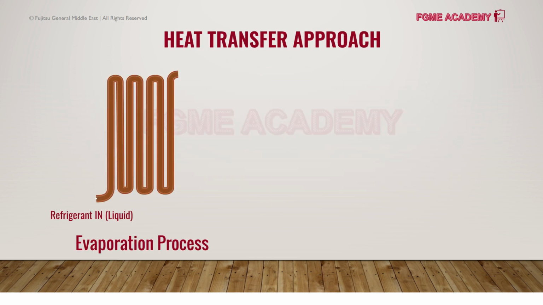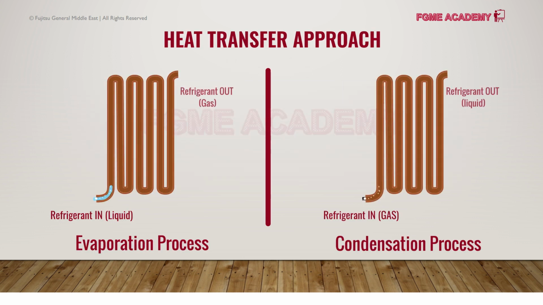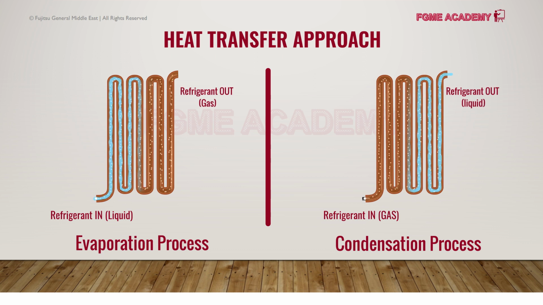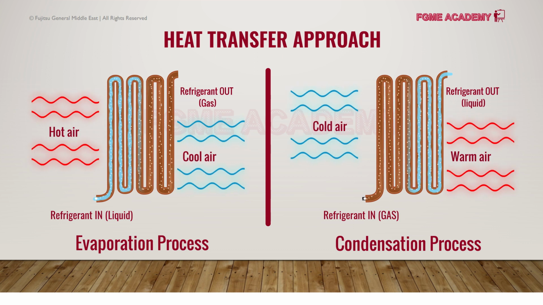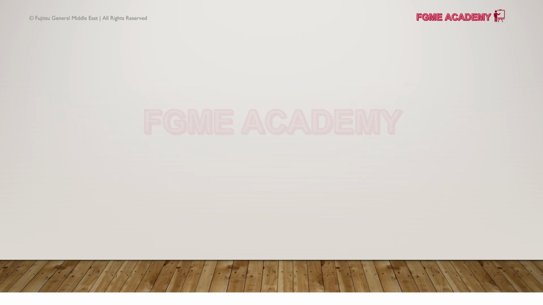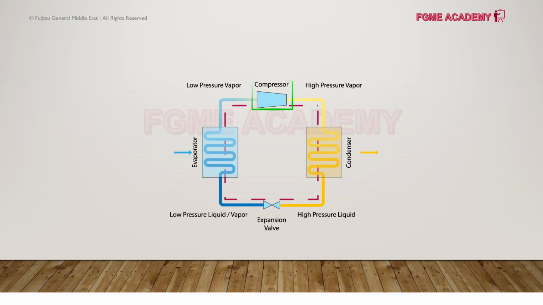A DX system transfers heat from one area to another through the evaporation and condensation of a special fluid called a refrigerant, which serves as the medium through which heat is absorbed from one area and rejected in another. This system is composed of four major components: the compressor, the condenser, the expansion valve, and the evaporator. The compressor is mainly the pump of the refrigeration cycle. The condenser and evaporator are heat exchangers, while the expansion valve is to expand the refrigerant from the high to the low pressure side of the cycle.